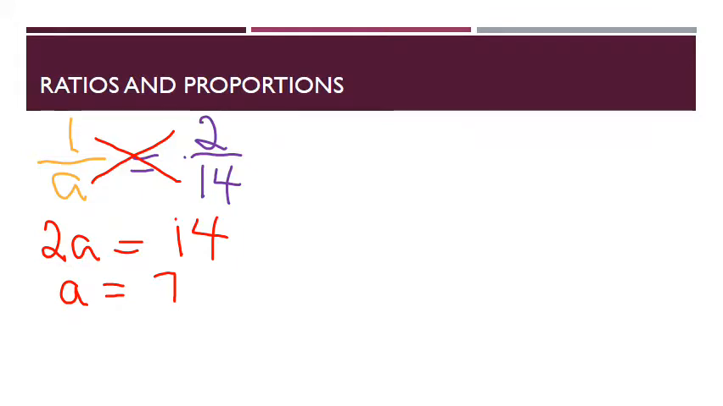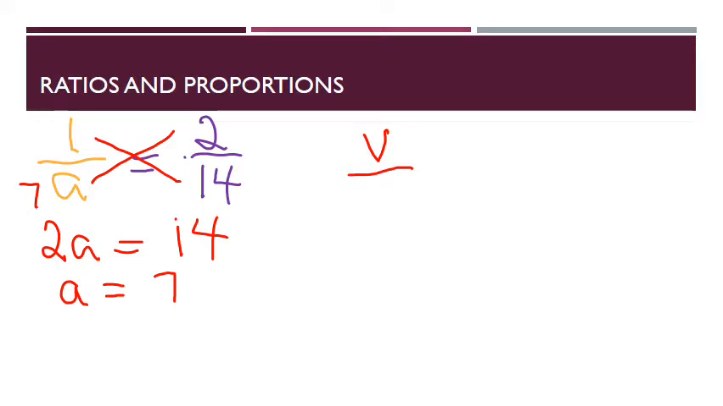If I plug that back in, well, 1/7 equals 2 over 14. If I reduce that 2 over 14, it's 1 over 7. So, in fact, we have solved our proportion: a is equal to 7. All right, so let's look at another one here, maybe one that's a little bit trickier.